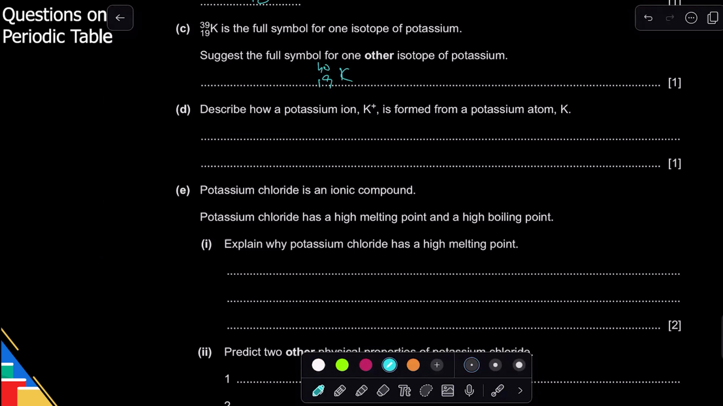Describe how potassium ion is formed from potassium atom. So how does potassium plus 1 ion form? It loses an electron. And that is how it is formed.